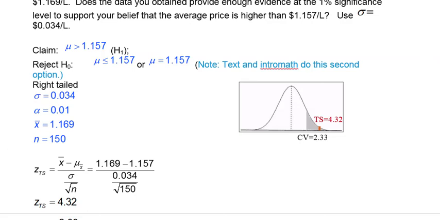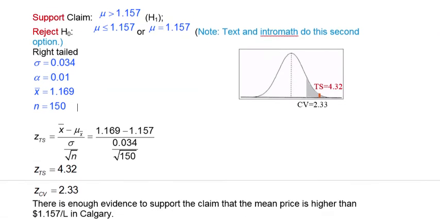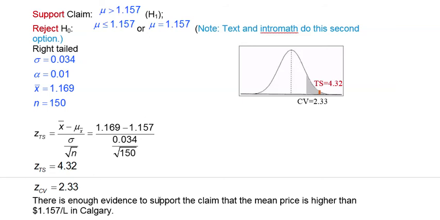So we're going to reject that. Our claim, on the other hand, is the opposite of that null hypothesis, so we're going to support the claim. So we reject H0 and support the claim. From there, we can write a statement: there is enough evidence to support the claim that the mean price is higher than $1.157 per liter in Calgary.